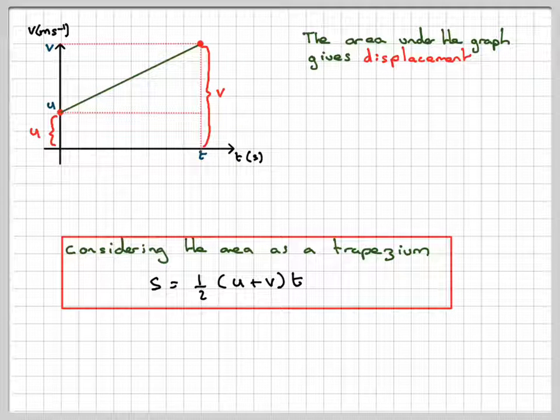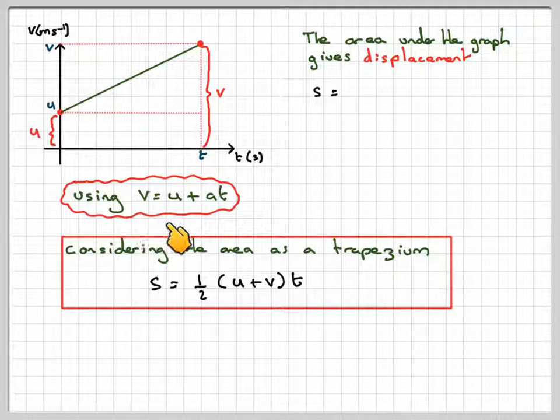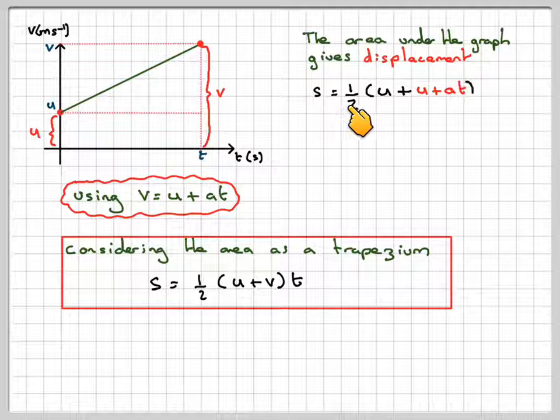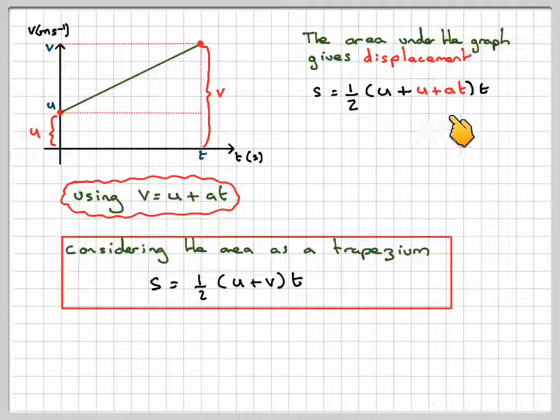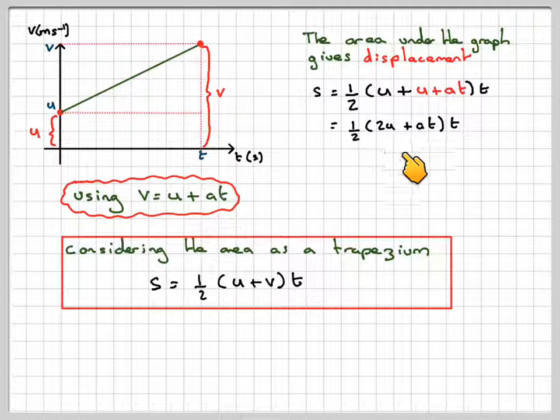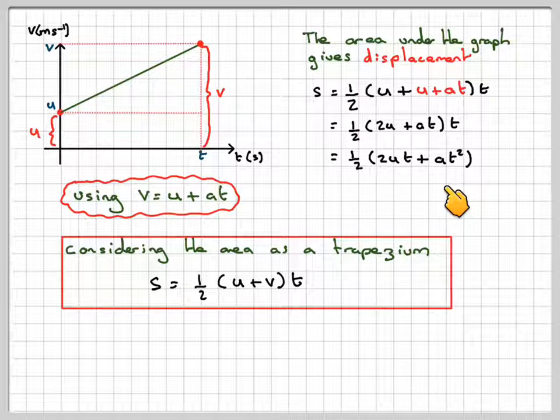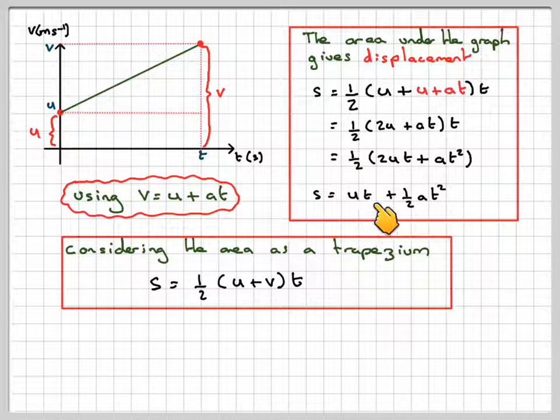Right, if we now take this and substitute v is equal to u plus at instead of v in this, we now get that s is equal to a half bracket u plus at times t. So working with it, we're going to get a half of 2u plus at times t. Then we're going to get a half of 2ut plus at squared. Taking that half in, we end up that the displacement is u times t plus a half at squared. So displacement is the initial velocity times time plus a half times the acceleration times the time squared.